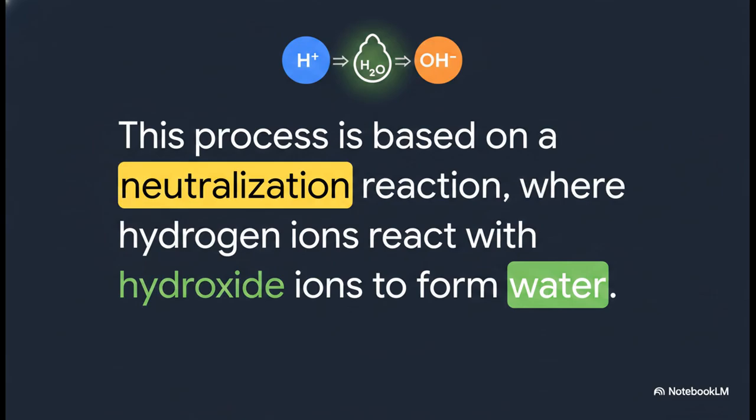The whole thing works because of one simple, elegant reaction: neutralization. You take a hydrogen ion from the acid, an H+, and it meets up with a hydroxide ion from the base, an OH-. And what do they make? Just water. That's it. That's the secret. By controlling this reaction perfectly, we can find the exact moment when all the acid has been used up.